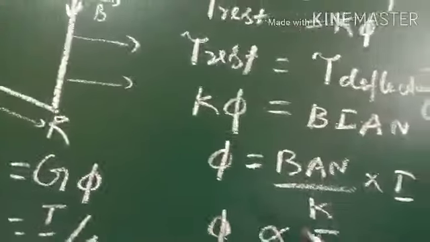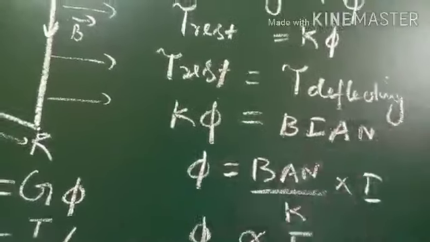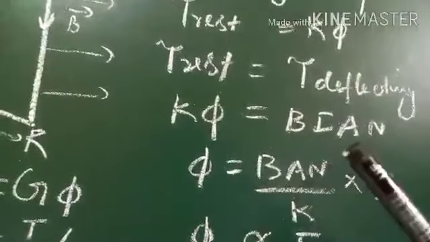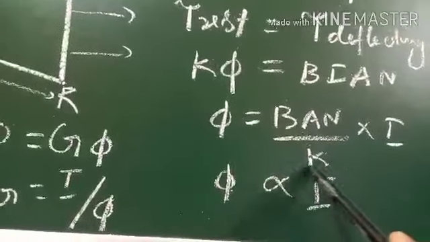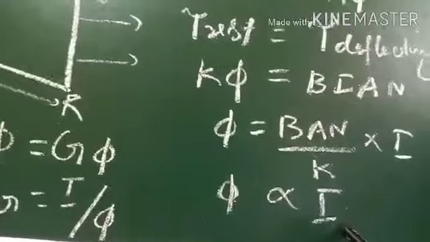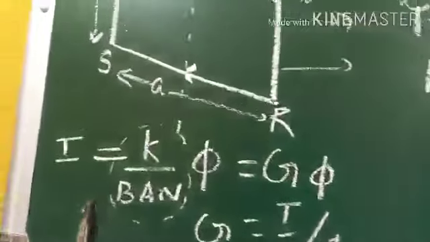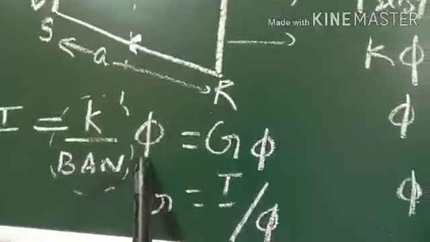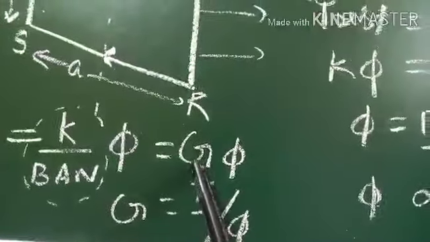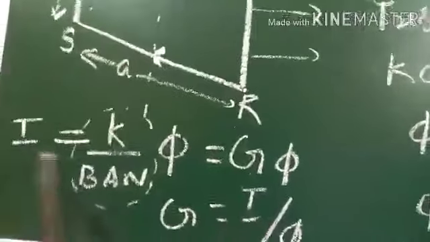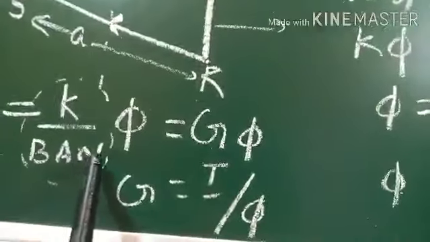Remember the aluminum pointer we discussed in the construction part, which moves over a graduated scale, a linear scale. So this is the basic principle: the deflection produced in the galvanometer is directly proportional to current, phi directly proportional to I. Or we can write I is equal to K by BAN into phi. This K by BAN is again a constant, which we write as capital G, the galvanometer constant. So I is equal to G phi, where G, the galvanometer constant, is K divided by BAN.